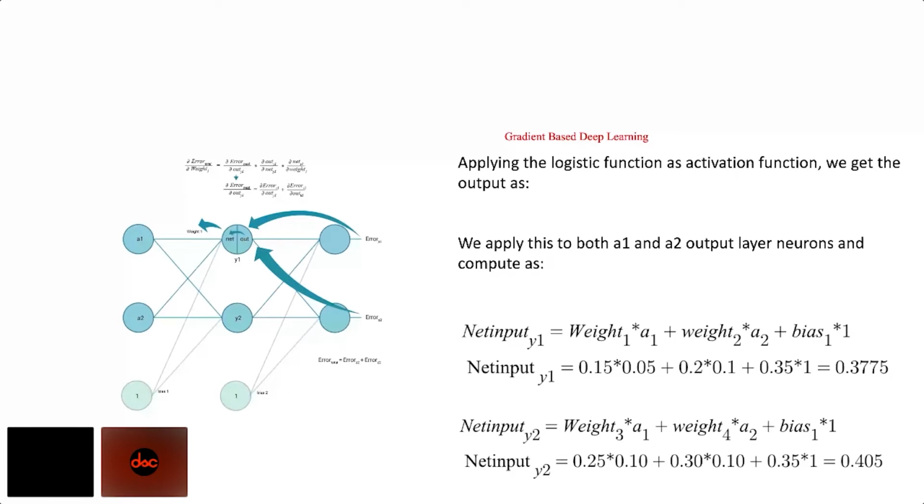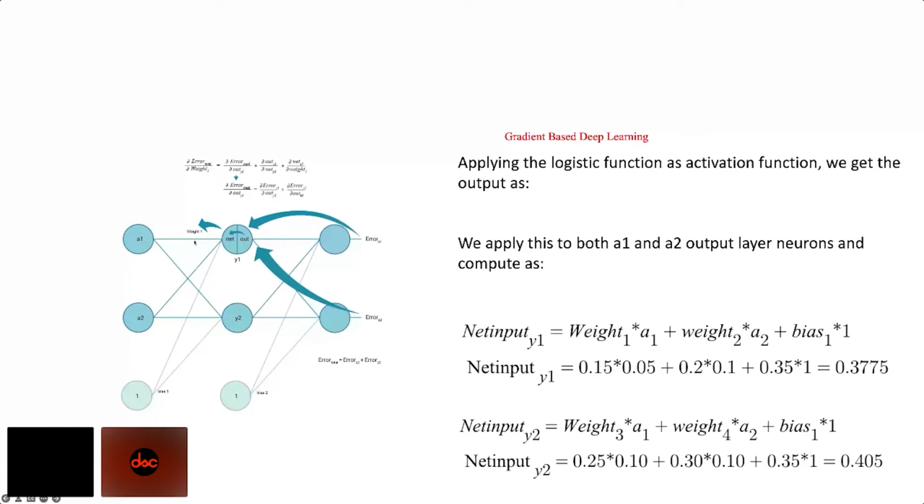And I will show you tomorrow how to activate. But for now, we're going to assume that we're able to apply an activation function and activate a neuron, so that the neuron is active, and then you will get your output computed. If you apply the logistic function, that will give you the output. And so basically, we're going to apply this to the A1 and A2 output layer, and then we compute the neural network.